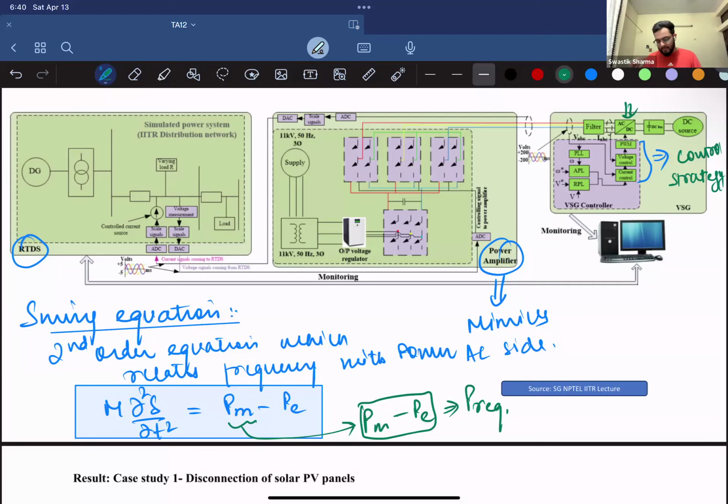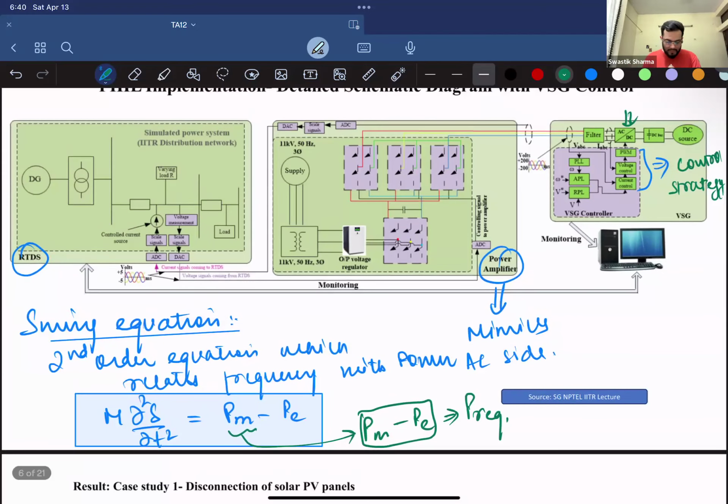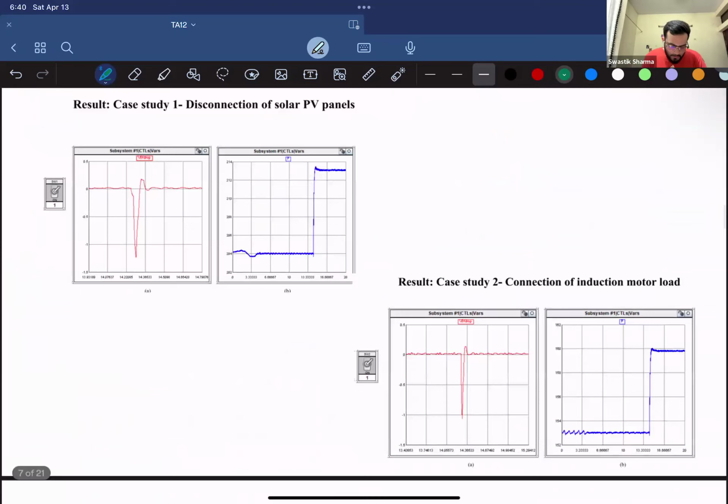Let's talk about how this comes into play on the simulation side. They took two case studies where they disconnected solar PV panels. When you disconnect solar PV panels, there would be a drop of frequency because the real power in the system would go down. And they took a second case study where they introduced an induction motor load. Since an induction motor load is taken, it will draw some power to help produce the right amount of torque required for the load, right? So let's talk about the disconnection of solar PV panels.